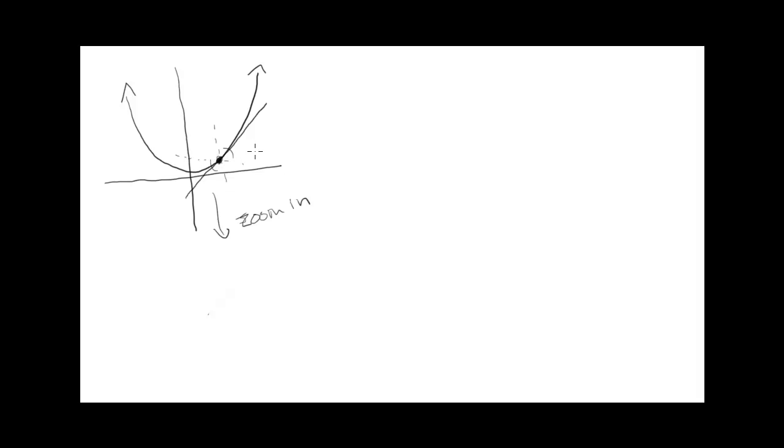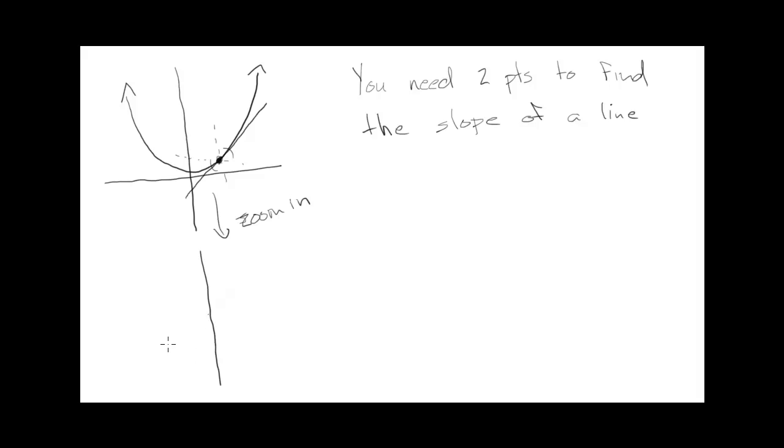Okay, so now the question is, how do we find the slope of this tangent? In order to get the slope of a line, you need 2 points to find the slope of a line. Right? But in this case we only have 1 point. So here's what we're going to do. Let's draw another graph. So let's say I want the slope at this point. So I'm going to use this point. Let's call that A.